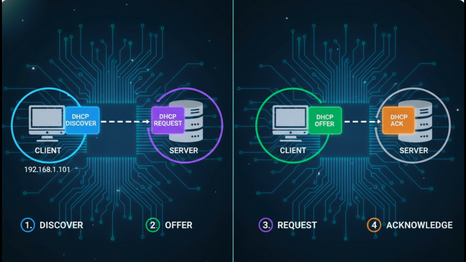Step 4. Acknowledge. Finally, the DHCP server sends a DHCP acknowledge message, also called DHCP ACK. This confirms that the IP address has been officially assigned to the client. After this step, the client can communicate on the network using the assigned IP address. This entire process happens automatically within seconds whenever a device joins the network.